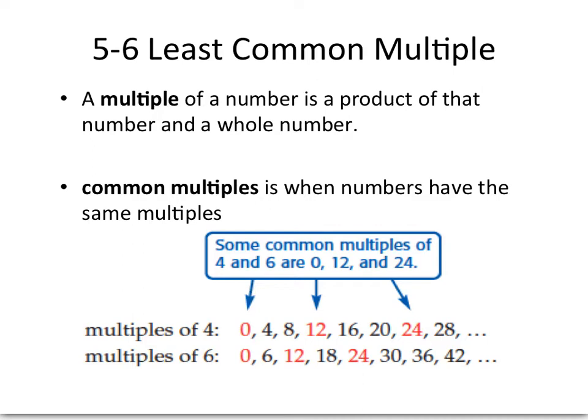First off is a multiple. A multiple of a number is a product of that number and a whole number. Our next key term is common multiples. Common multiples is when numbers have the same multiples. When comparing numbers like 4 and 6 here, and we list our multiples together, we can see a series of common multiples like 0, 12, and 24. We call those common multiples.